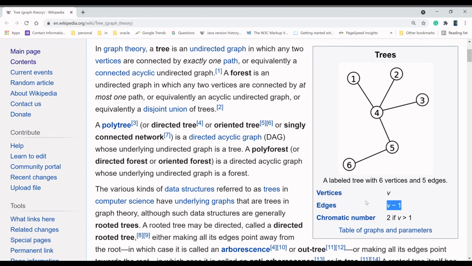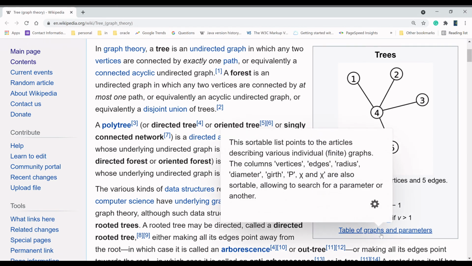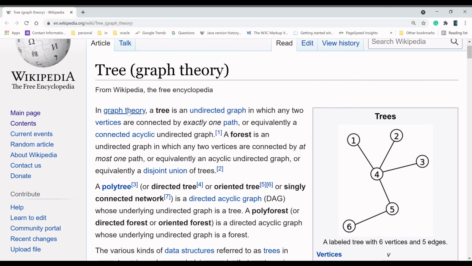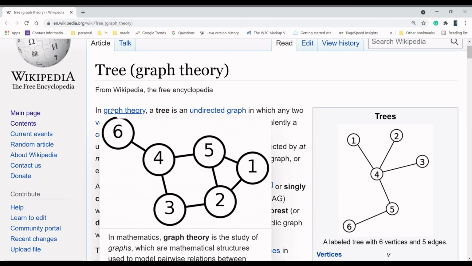In the chromatic number, if v is 2 it is v minus 1, and if v is greater than 2 it is 2. So this is the table of graph parameters. Now why is this called a tree? Let's understand first. This is graph theory.